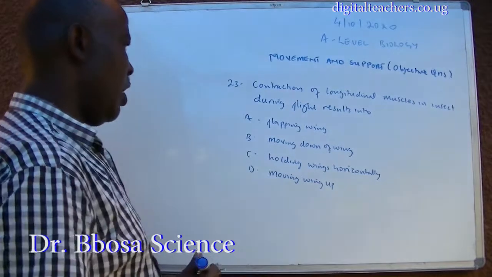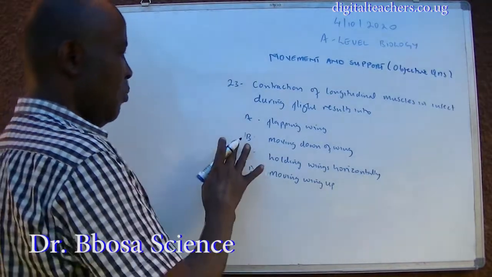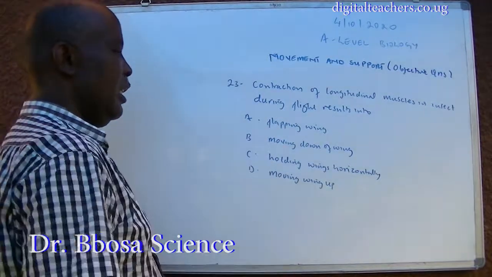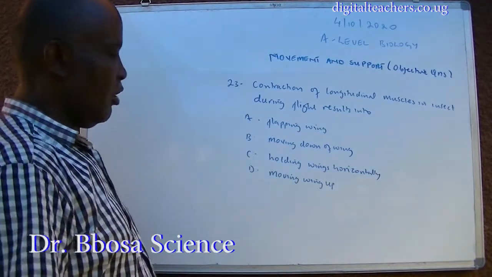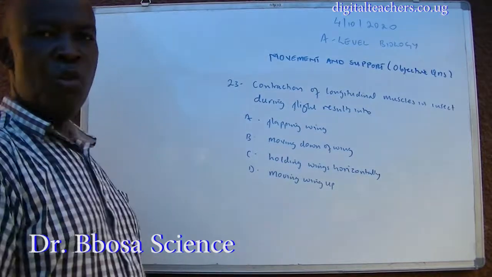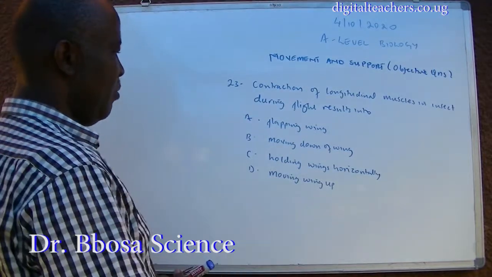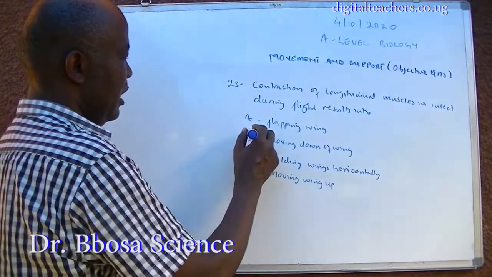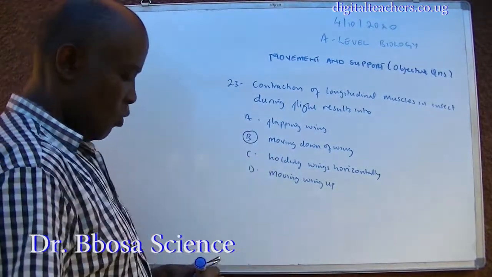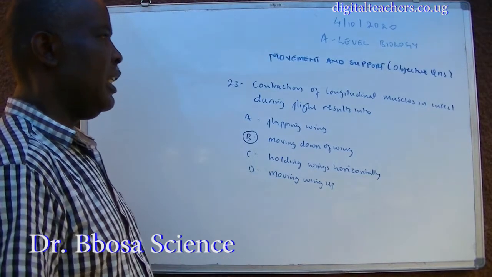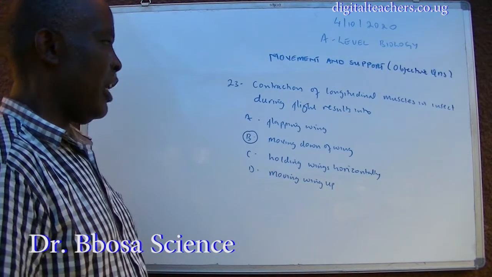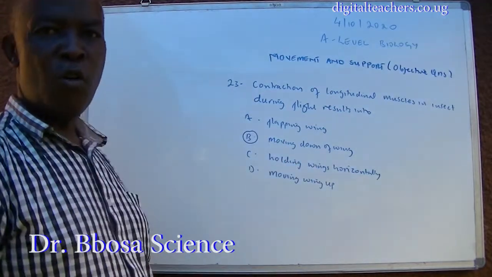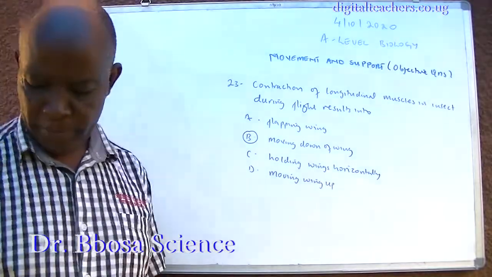23. Contraction of longitudinal muscles in insect during flight result into A. Flapping of wing, B. Moving down of the wing, C. Holding the wing horizontally, D. Moving the wing up. You can pause and answer. The answer is B. Contraction of longitudinal muscles in insect during flight result into moving down of the wing.